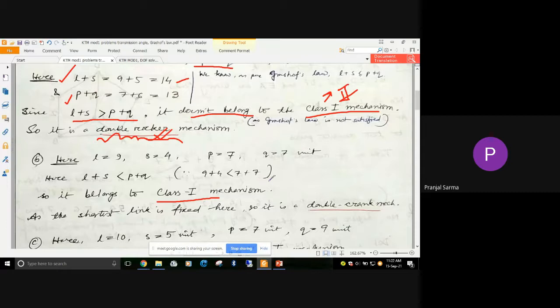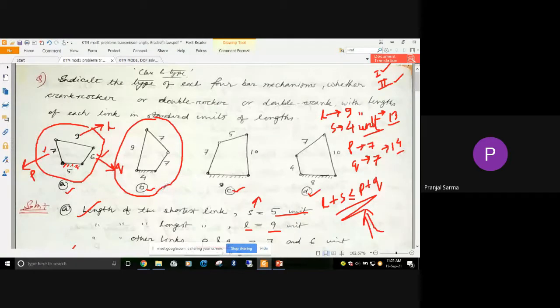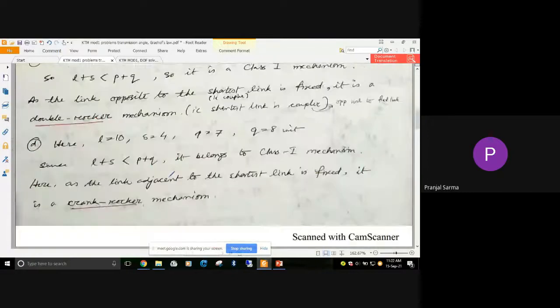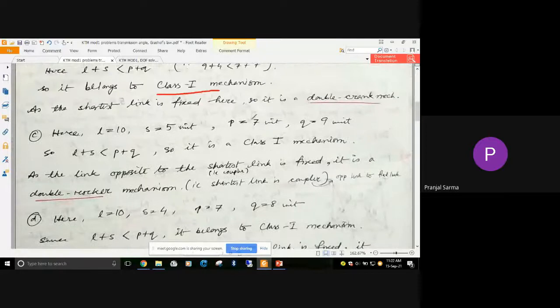Now that class is okay. Now what will be the type? For that, yesterday we already discussed the Grashof linkage. Here in this case, the shortest link is fixed. And for a class 1 mechanism, when the shortest link is fixed, basically what happens is it is going to form a double crank mechanism. Okay, so this is how you have to solve this problem.